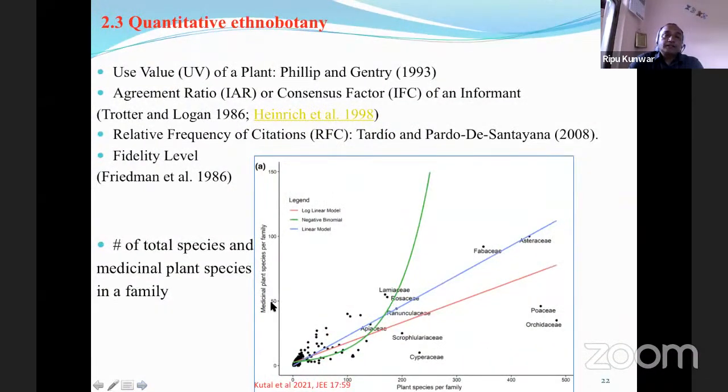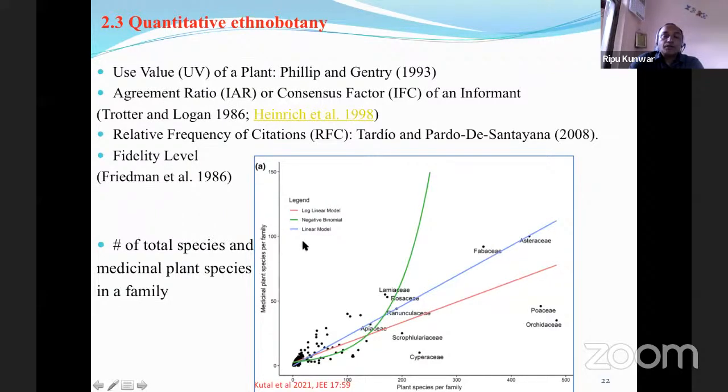So, and then the third one is quantitative ethnobotany. We can quantify and analyze our data, and we can do lots of things, like compute the use value following Phillips and Gentry, the informant agreement ratio or ICF, relative frequency of citation or RFC, or fidelity level.